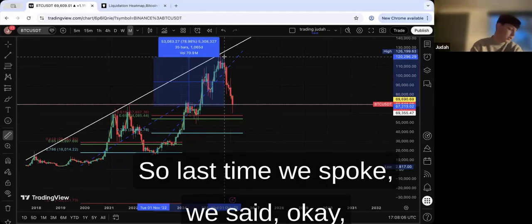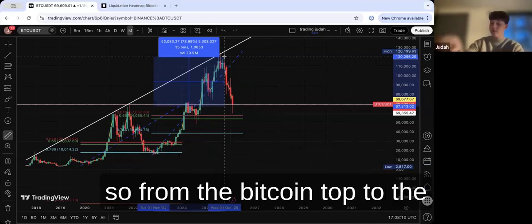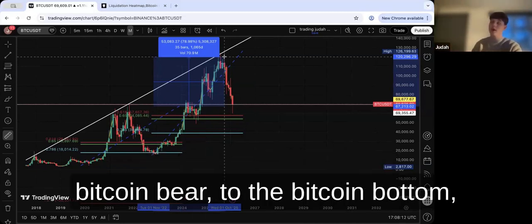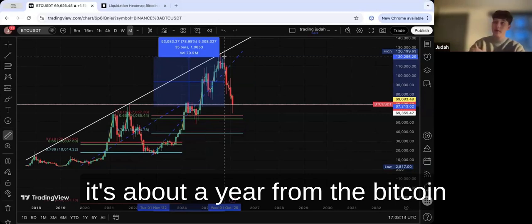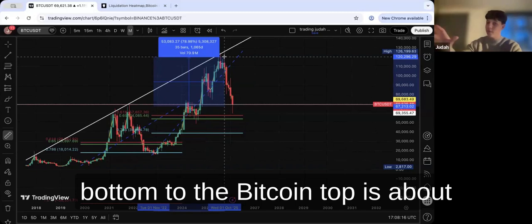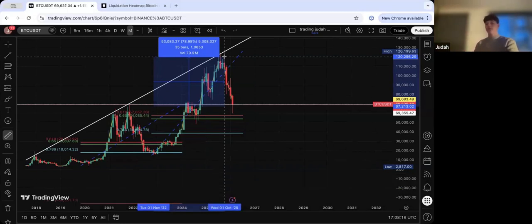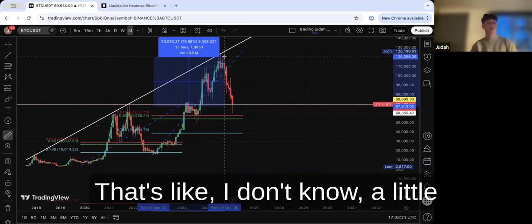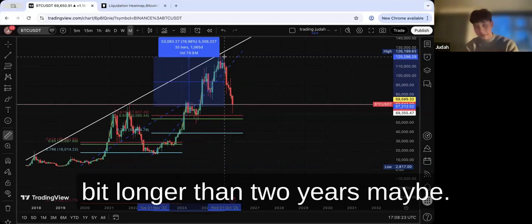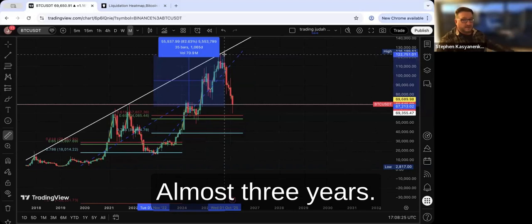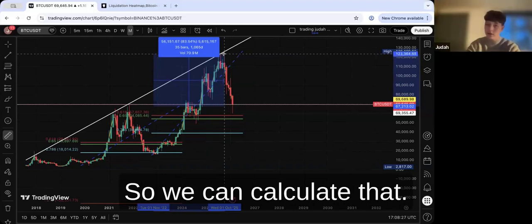So last time we spoke, we said, okay, from the Bitcoin top to the Bitcoin bottom, it's about a year. From the Bitcoin bottom to the Bitcoin top is about 35 months, a little bit longer than 2 years, maybe 2.5, almost 3 years. So we can calculate that.